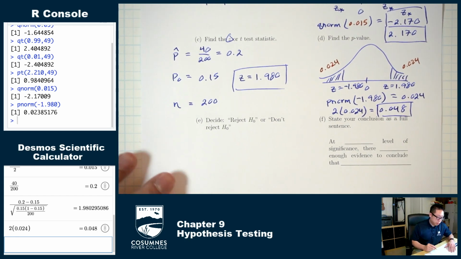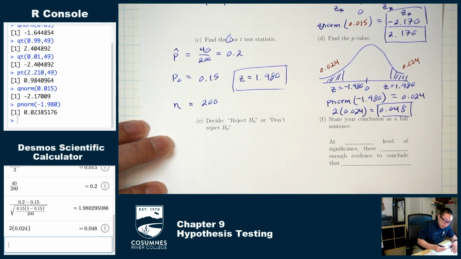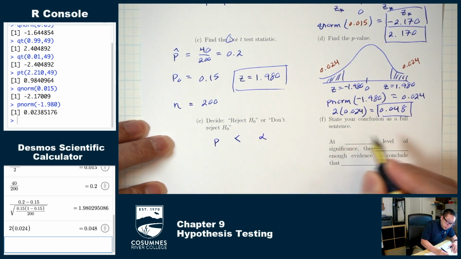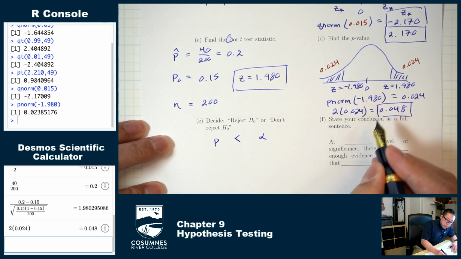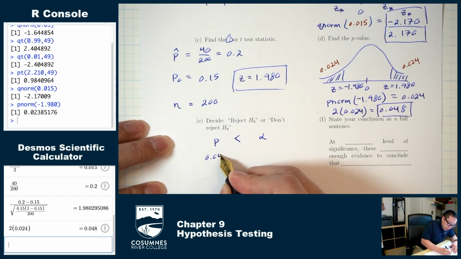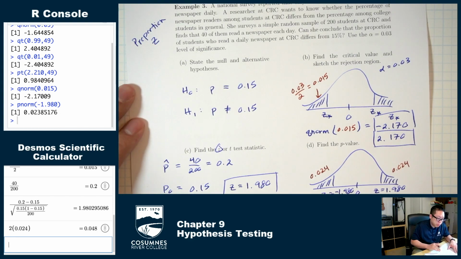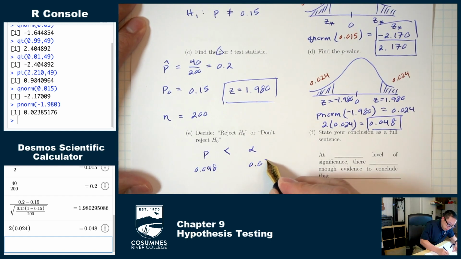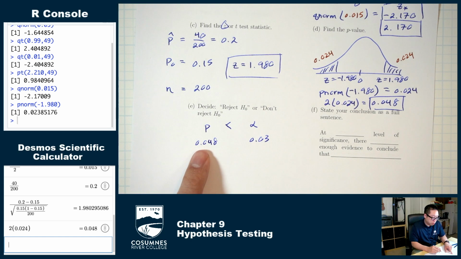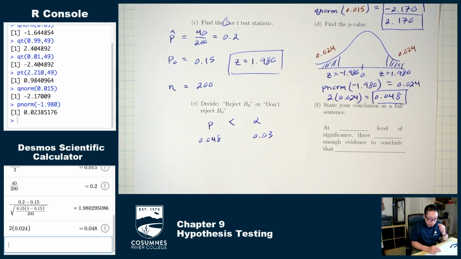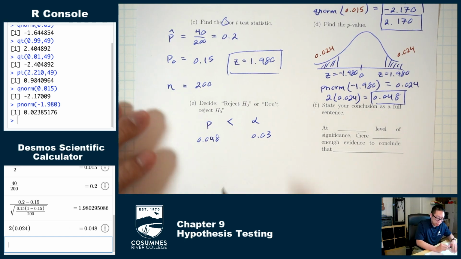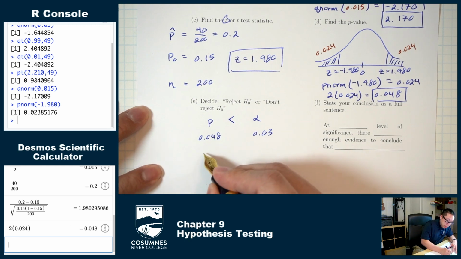Part E, reject or don't reject. So to decide, you're going to look at your p-value and compare and see if it's less than your alpha. Our p-value from part D is 0.048. Our alpha is 0.03. Is 0.048 less than 0.03? 0.4 versus 0.3, that's a no. So since it's not less, this is a don't reject.